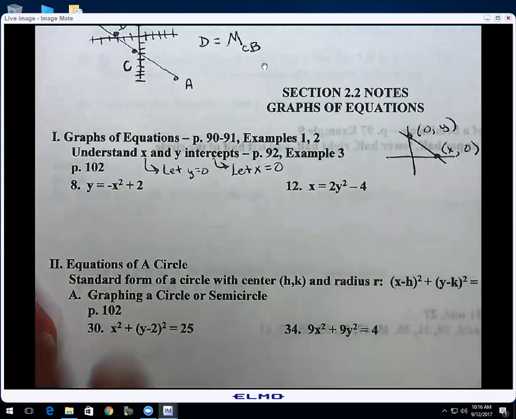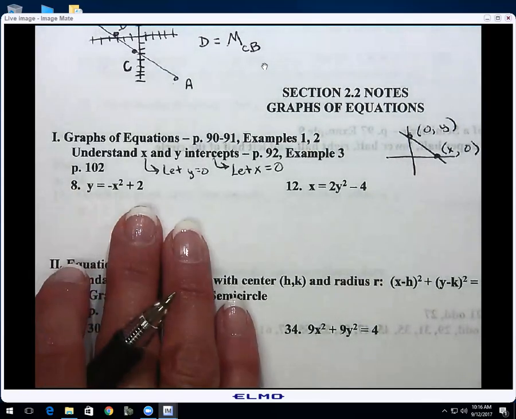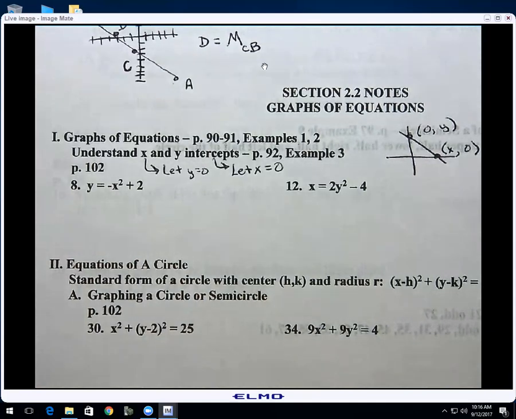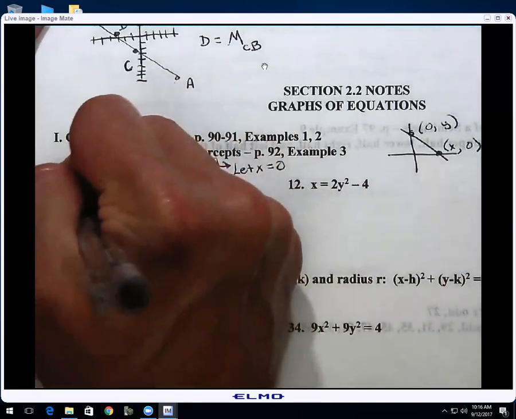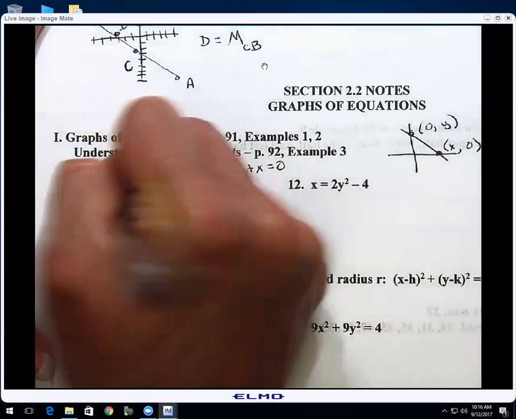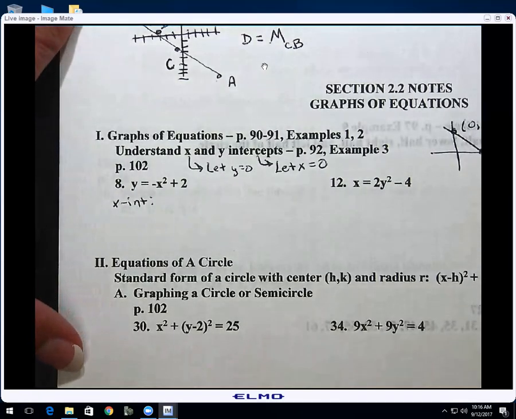All right, y equals negative x squared plus 2. I think, let me double check the directions on page 102. I think all you're asked to do there is find the x and y intercepts. That's number 8. Actually, 1 through 20 say sketch the graph and label the x and y intercepts. So we want to graph the equation as well. But let's find the intercepts. The x-intercept, let y be 0.